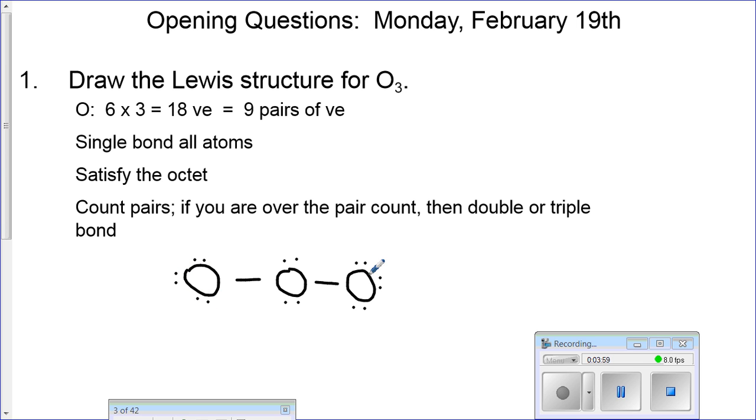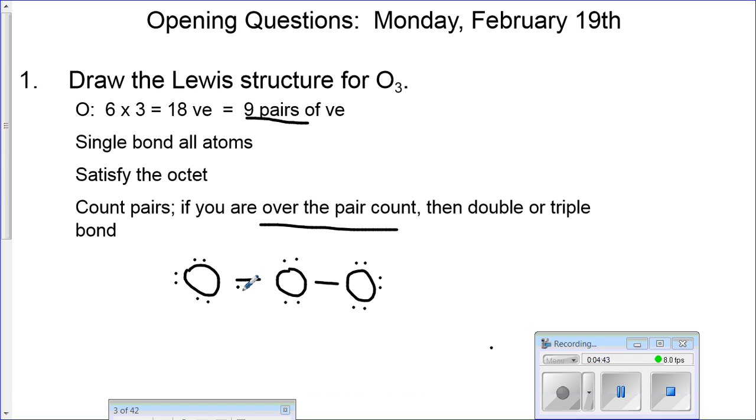Okay, so now every oxygen in the molecule has an octet. Now I'm going to count pairs. Right now I have 1, 2, 3, 4, 5, 6, 7, 8, 9, 10. So I have 10 pairs of electrons. I can only have 9 pairs, but each oxygen in the molecule must still have 8 valence electrons. So when I'm over my pair count, then I need to double or triple bond some of the atoms in the molecule.